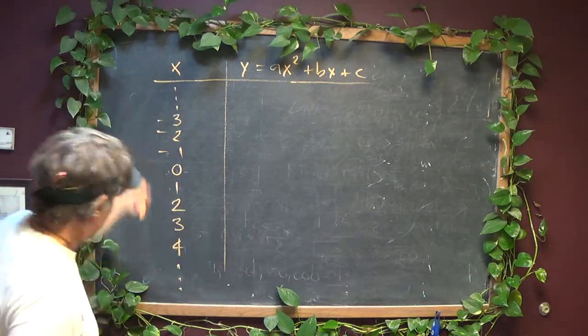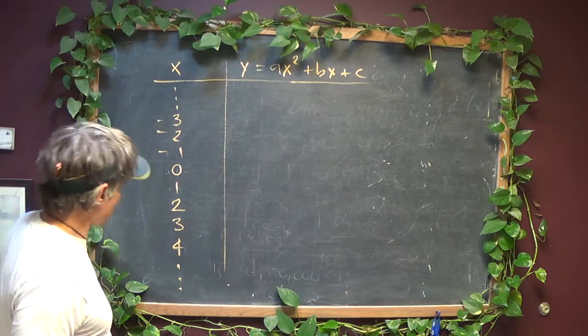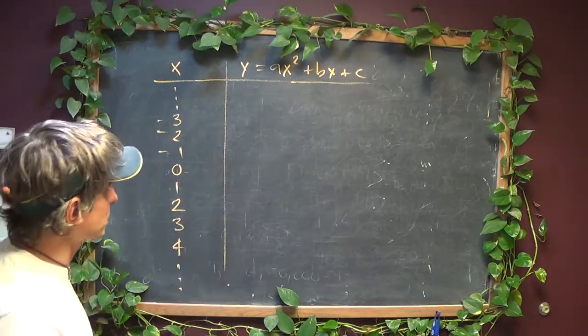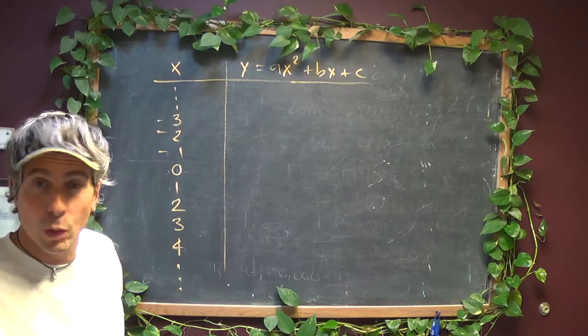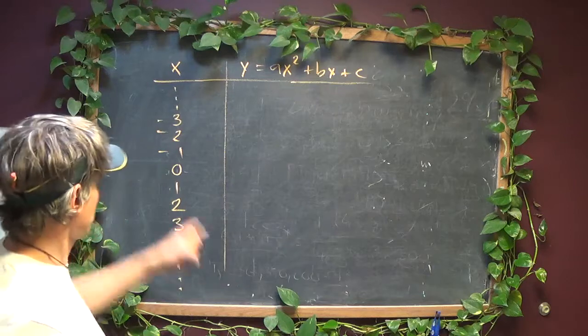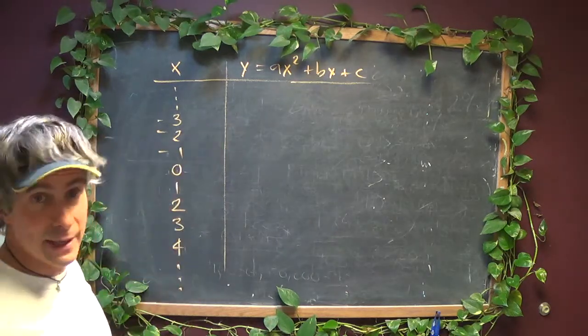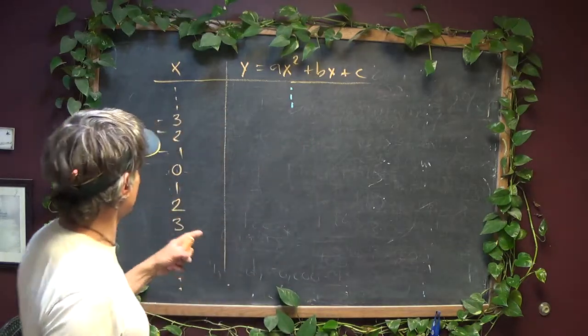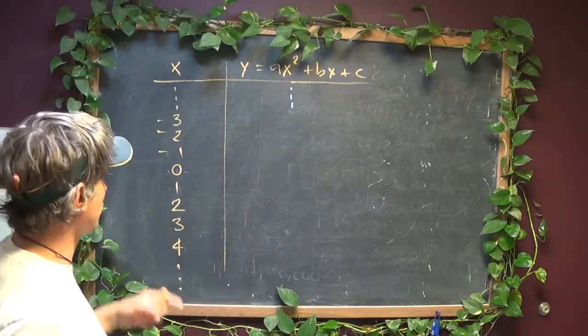You've got the ring of x values starting up there and going forever, forever that way, forever that way. And then this is your quadratic, ax squared plus bx plus c. So what I'm going to start by doing is plugging in the x values into this. So here, I'll do a couple for you. I'll do -3 and -2, maybe -1 too.